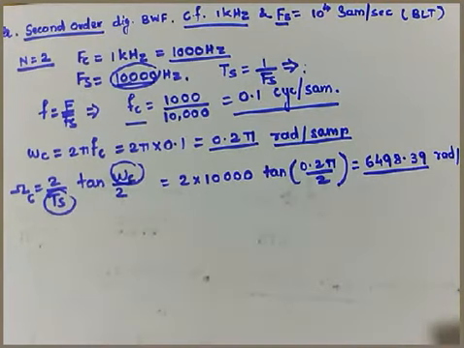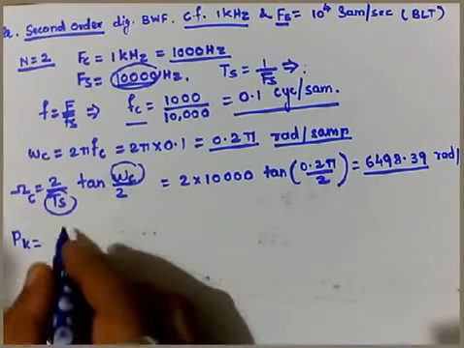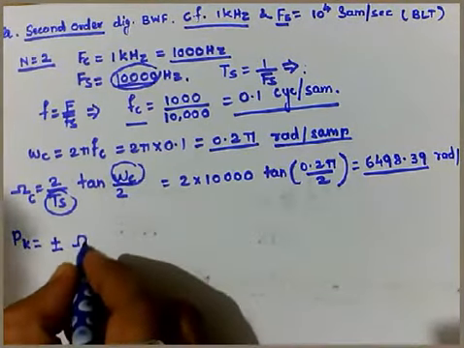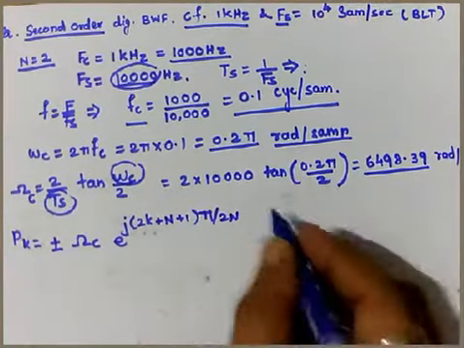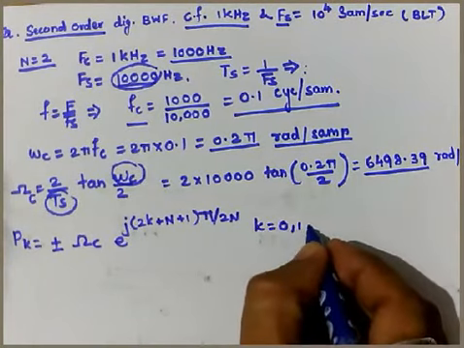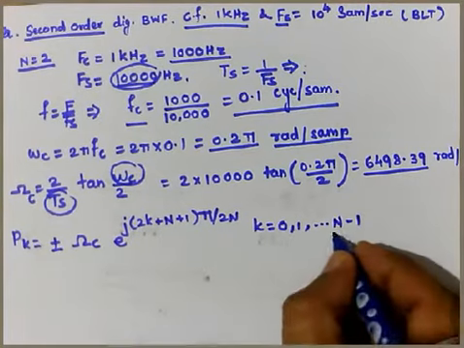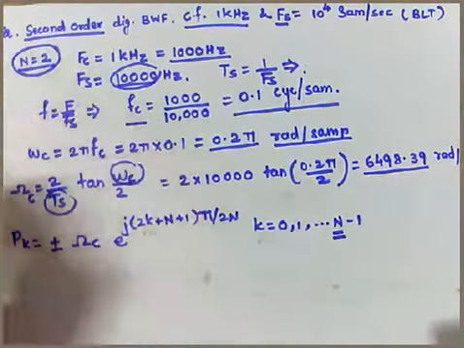Now once we got Ohm c, the next step is to calculate the poles. For calculating the poles, let's recall the formula. Pk is equal to plus or minus Ohm c e raised to j (2k plus n plus 1) into pi by 2n, where k ranges from 0, 1 till n minus 1. Now for our case, n is 2 because it is the second order filter which we are designing. So capital N equal to 2.